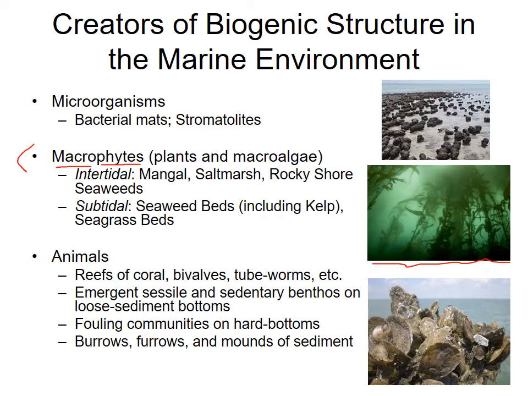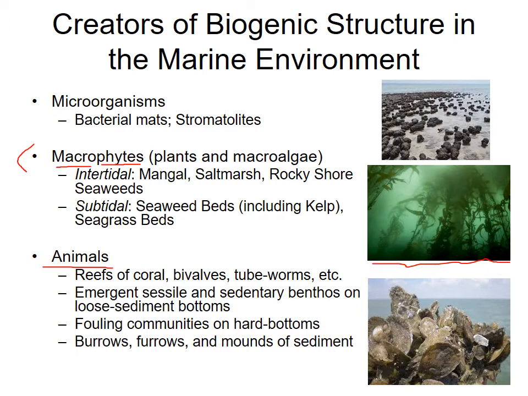And there are many types of biogenic structure that are made by animals. So hard rocky material biogenic structure made by animals, those are called reefs. So reefs can be made of corals, of bivalves like these oysters, of tube worms that have calcium carbonate shells, and there's actually quite a variety of organisms that can create reefs in addition to the classic coral reefs.